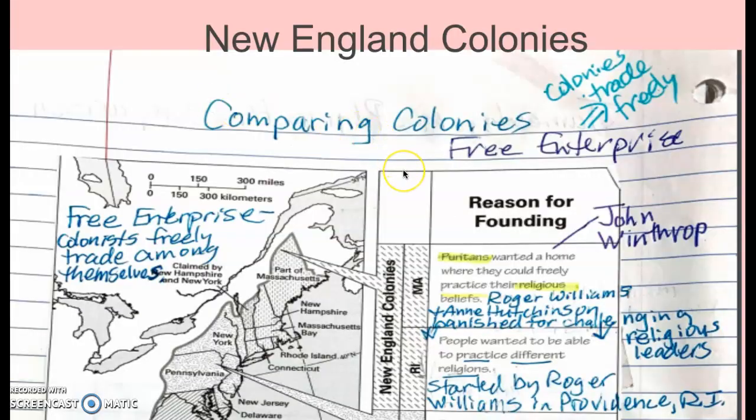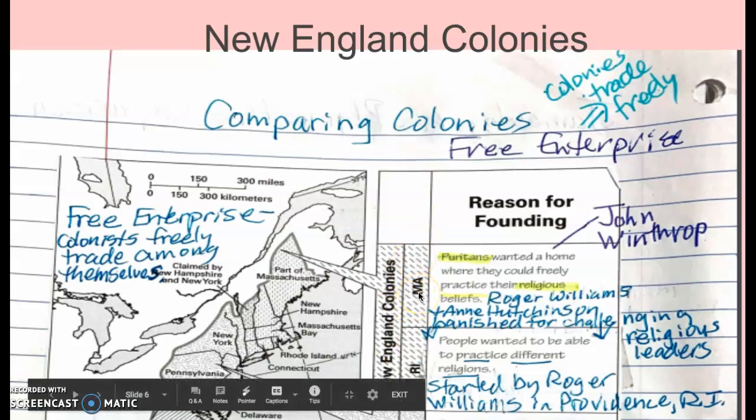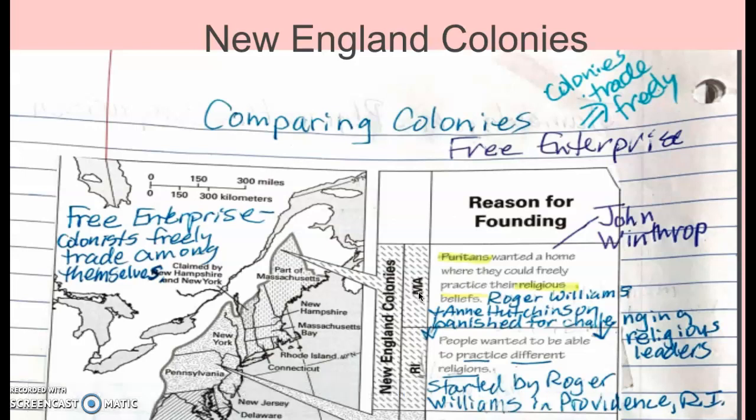So comparing colonies, we're going to look at reasons for founding first and only look at 2 colonies per region. So we're not looking at all 13 colonies, but just some colonies that represent those regions. The Puritans founded another colony in Massachusetts 10 years after the Pilgrims landed in 1620. In 1630, the Puritans landed.